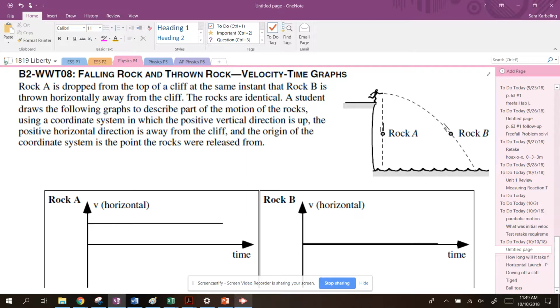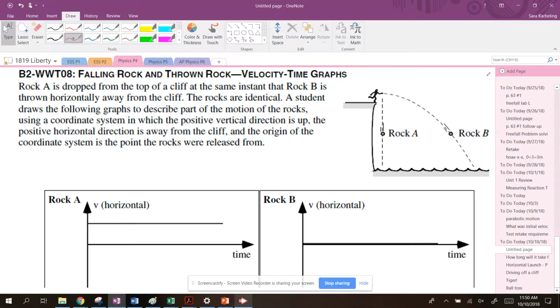The rocks are identical. A student draws the following graphs to describe the motion of the rocks using a coordinate system in which the positive vertical direction is up and the positive horizontal direction is away from the cliff. The origin of the coordinate system is the point where the rocks were released from. So just to be very clear, what they mean by that is that if you were going to draw the axis, it would look like this.